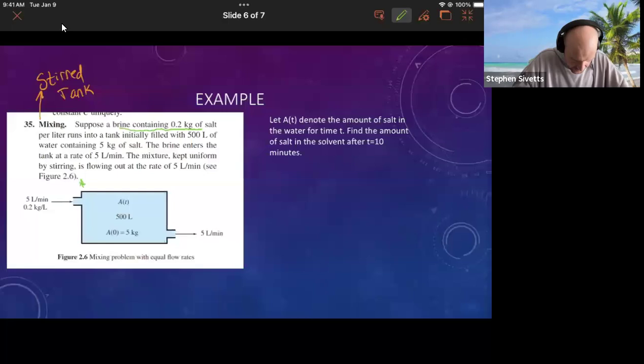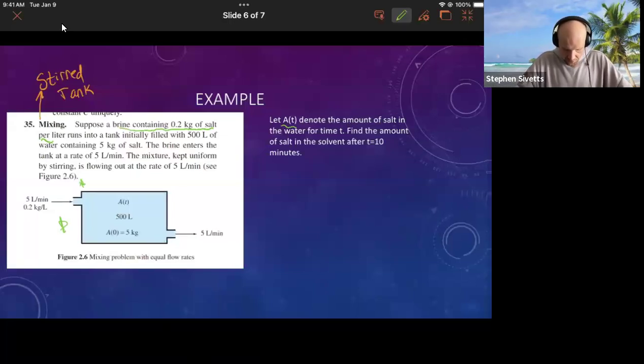So suppose we have a tank that has brine that has 0.2 kilograms of salt per liter, and it runs into a tank initially filled with 500 liters of water. Okay, and it contains 5 kilograms of salt. The brine enters the tank at a rate of 5 liters per minute. Okay, the mixture, kept uniform by stirring, is flowing out at a rate of 5 liters per minute. Okay, so this is the figure here. And A of t denotes the amount of salt in the water for time t.